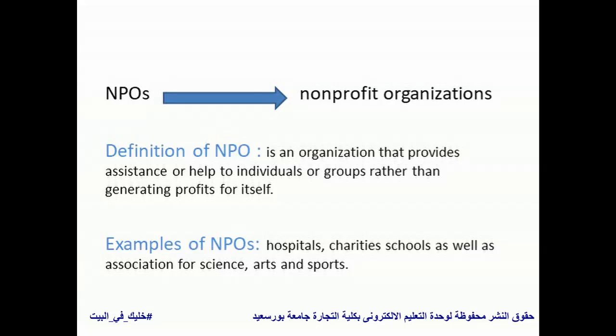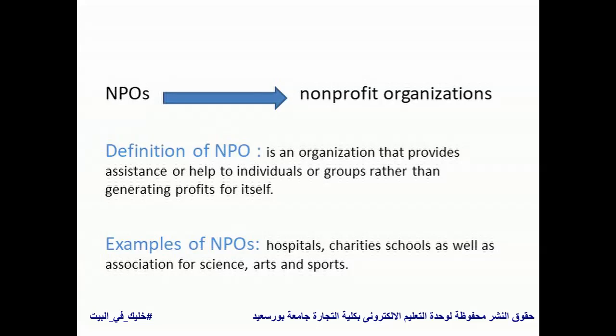Definition of NPO. The NPO is an organization that provides assistance or help to individuals or groups rather than generating profits for itself. So, NPO is an organization that provides assistance to individuals rather than generating profits. So NPO is not a profitable organization.